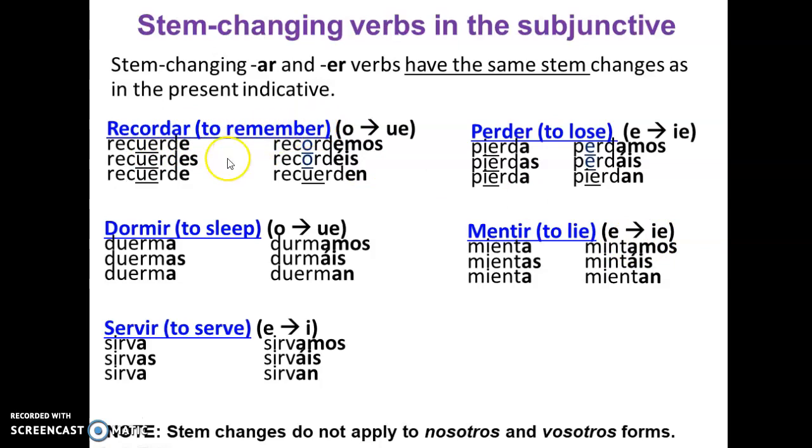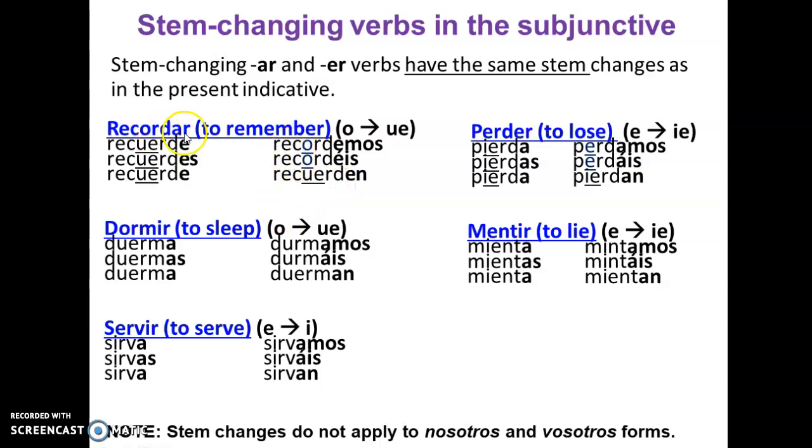Recordar, to remember. So this is I remember, you remember, he or she remembers, right? Recuerde, recuerdes, recuerde, recordemos, recordéis, recuerden. Stem changing verbs do the same all the time. What happens here is the boot that we learned before. The boot means the change happens in the first person, second person, and third person singular, and then third person plural. But nosotros and vosotros don't change.